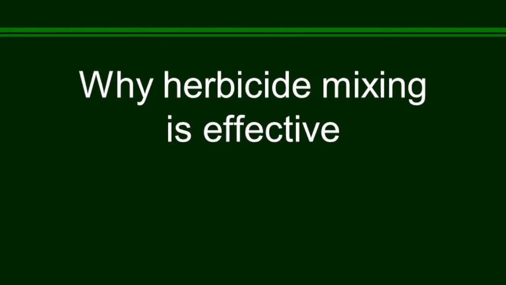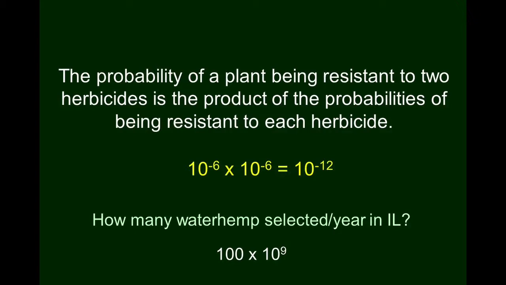And so you ask this question at the onset: what is the initial frequency of resistance? Well, if the initial frequency of resistance is about 1 in a million to herbicide A, and it's similar, 1 in a million, to herbicide B, the probability that a single plant will be simultaneously resistant to both herbicide A and B is equal to that product. So in this case, 10 to the minus 12th, or 1 in a trillion. So you greatly decrease the chance that a plant is going to survive both herbicides and transmit its alleles to the next generation. This is assuming that you're going into a field where the resistance frequency of both is low.